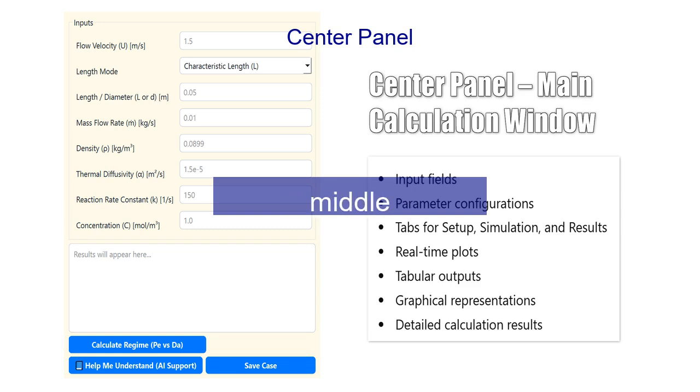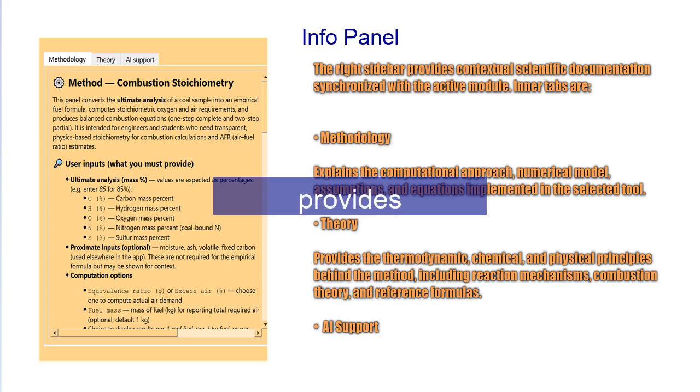The middle region of the interface is the core workspace where calculations, simulations, and visualizations occur, depending on the selected module. This panel displays input fields, parameter configurations, tabs for setup, simulation, and results, real-time plots, tabular outputs, graphical representations, and detailed calculation results. The right sidebar provides contextual scientific documentation synchronized with the active module.